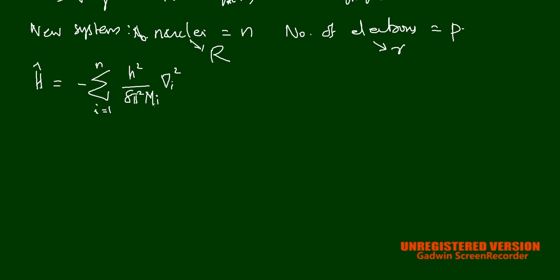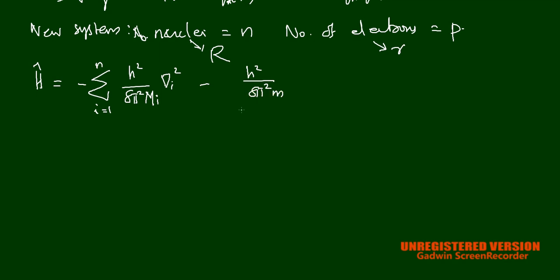That I square represents the kinetic energy operator for all the nuclei. Now I have to talk about the kinetic energy of the electrons. Okay, so how can I write it? Again, minus h square divided by 8 pi square m. Here m is the mass of the electron.